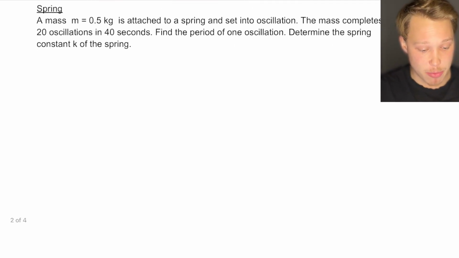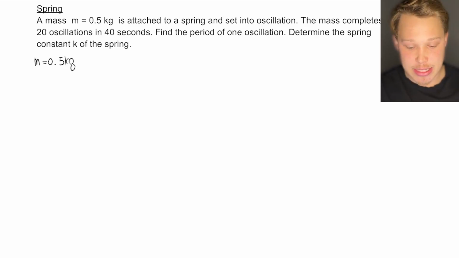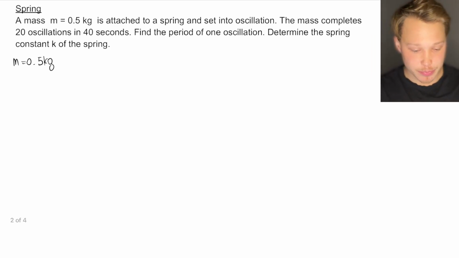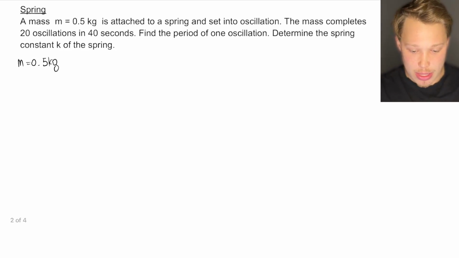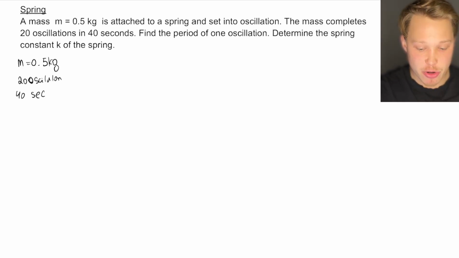So in this example, we have a mass of 0.5 kilograms attached to a spring and set into oscillation. The mass completes 20 oscillations in 40 seconds. Find the period of one oscillation and determine the spring constant K of the spring.